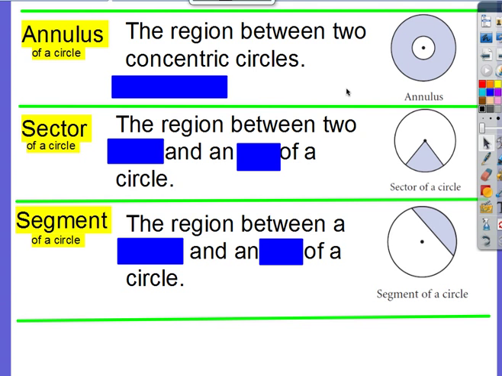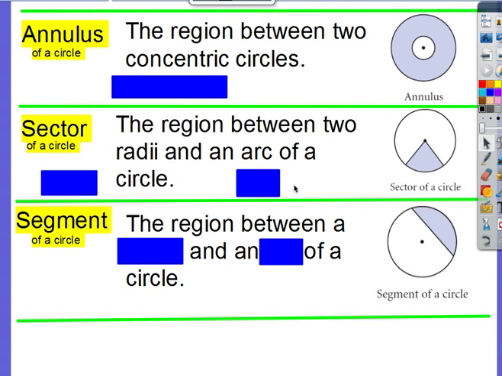So please write these definitions down and draw the pictures. Sector of a circle, the region between two radii and an arc of the circle. The reason I want the picture so much and the definition is because this definition tells you what it is, but the picture really shows you. The definition, the region between two radii and an arc of a circle, is a little more confusing than just looking and saying, oh, I'm looking for the area of part of that circle, and that's what the sector is.